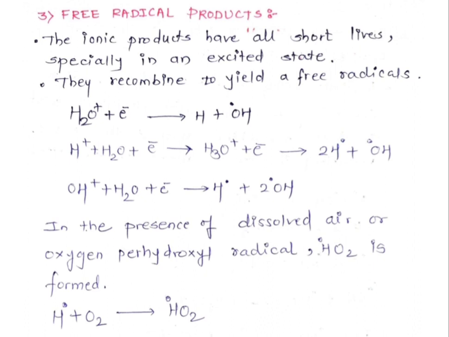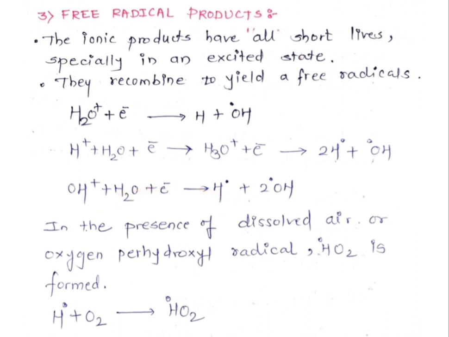So here the H2O+ and an electron recombine to form the H+ and OH radical. Next, H+, a water molecule and an electron interact and there is a formation of H3O+ and an electron. And from that H3O+, when there is a heterolytic fission, it forms two H radicals plus an OH radical. Then again the third reaction is here.